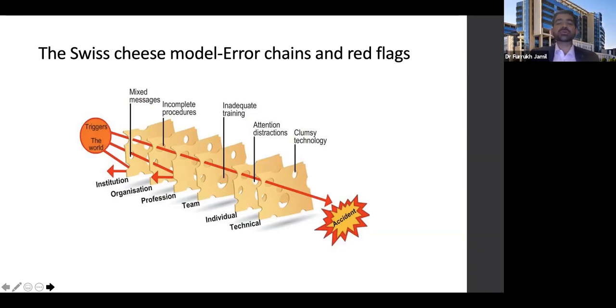So the Swiss cheese has these holes, you know, and you can only pass the arrow if you're very lucky to go through all the holes, which is very unlikely, but that's what happens. So when you manage to get this arrow through all the holes at the same time, then you end up having an incident.